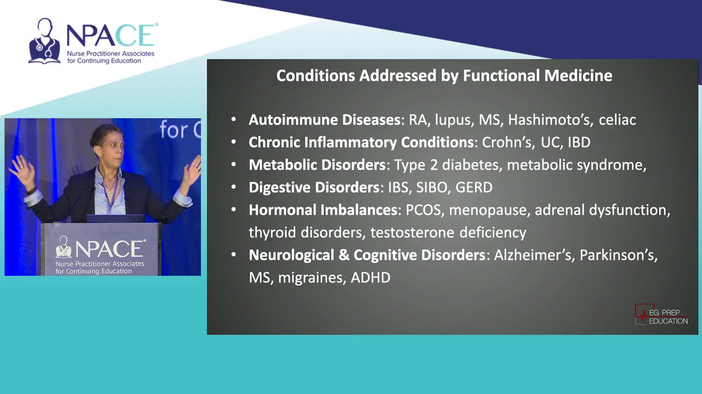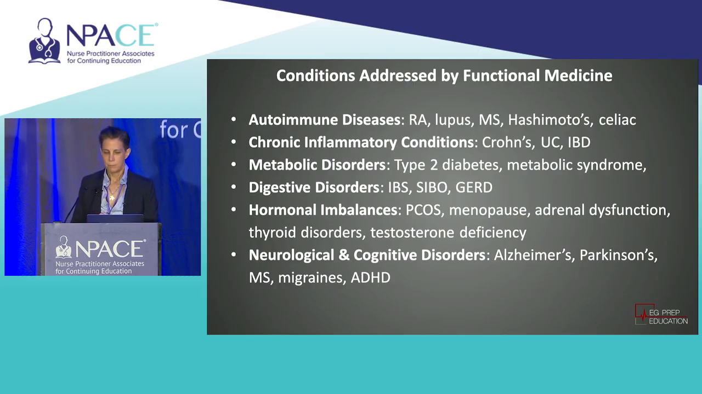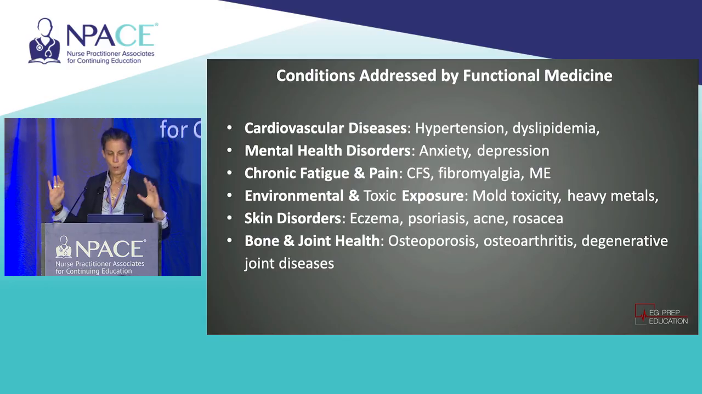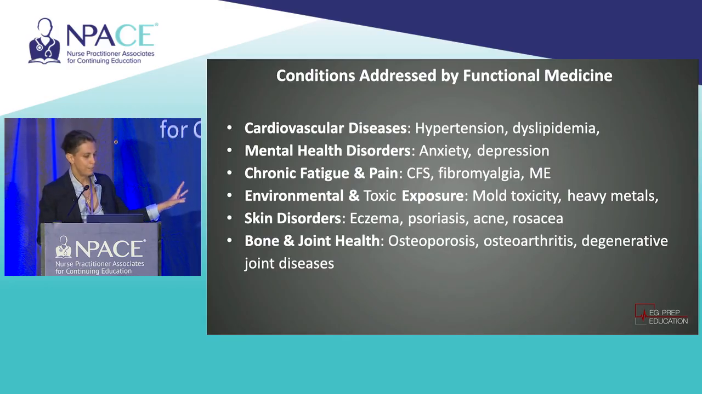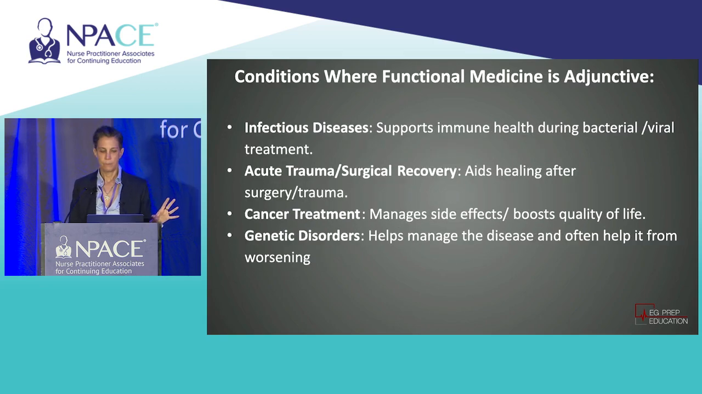Quick list of the type of conditions managed by functional medicine. Basically, all of them. Autoimmunity, RA, lupus, chronic inflammation, metabolic disorders, digestive disorders, hormonal imbalances, neurological, cognitive disorders, cardiovascular, mental health, chronic fatigue, environmental, skin disorders, bone and joint, you name it, we're managing it.